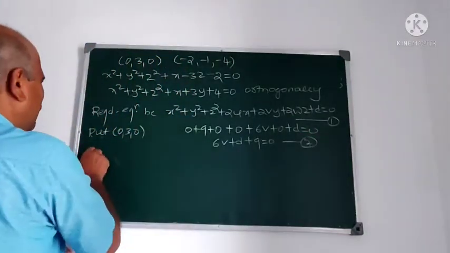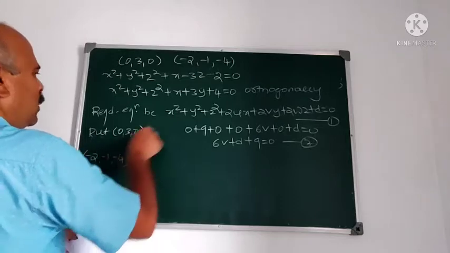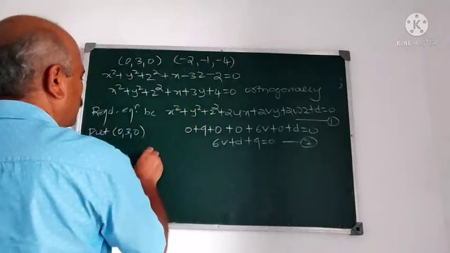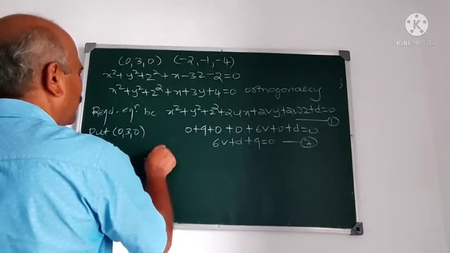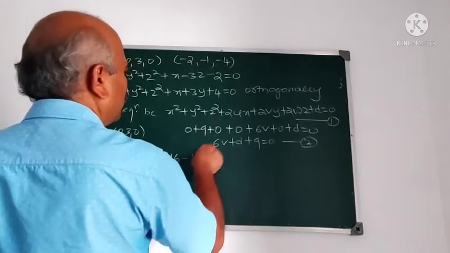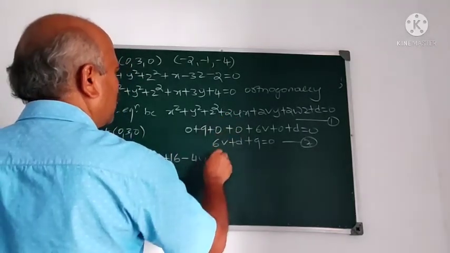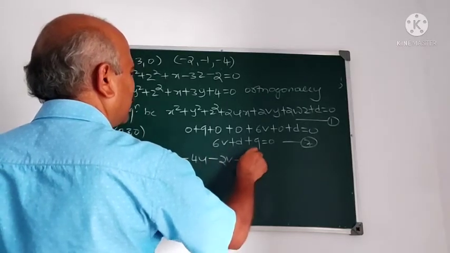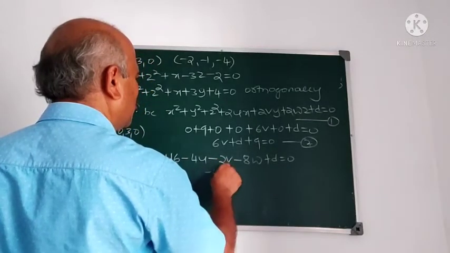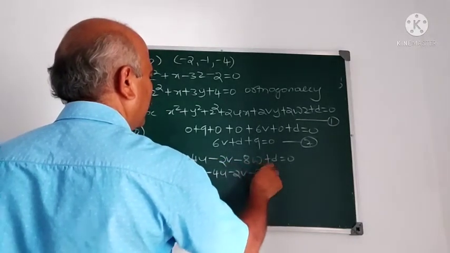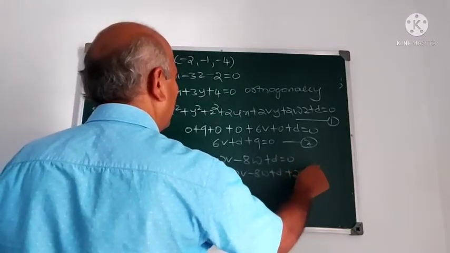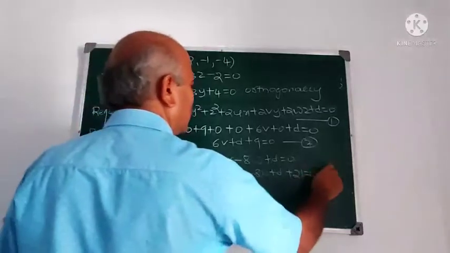Then substitute minus 2, minus 1, minus 4 because it passes through this point. We get 4 plus 1 plus 16 minus 4u minus 2v minus 8w plus d is equal to 0. So what you get? Minus 4u minus 2v minus 8w plus d plus 21 is equal to 0. This is 3.